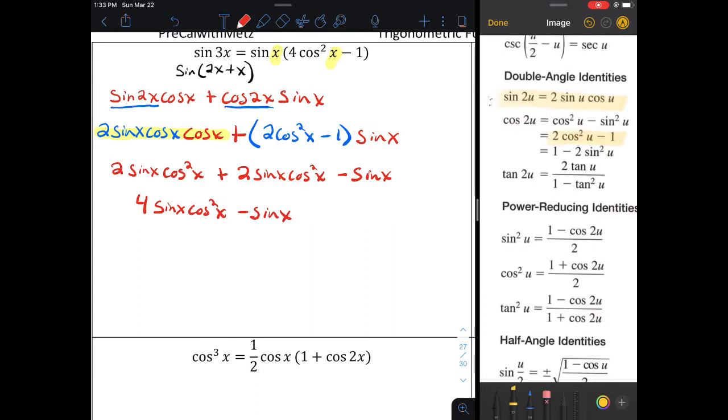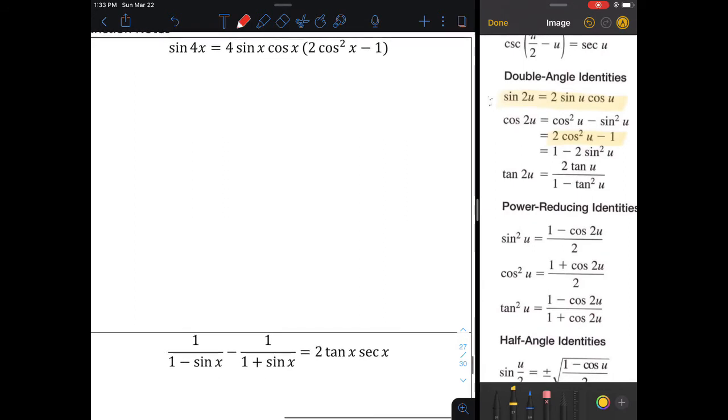And my right-hand side pulls out a common factor of sine of x. When I pull out the common factor of sine of x, that leaves me with 4 cosine squared x minus 1. And that is my right-hand side. All right, so proof completed there.